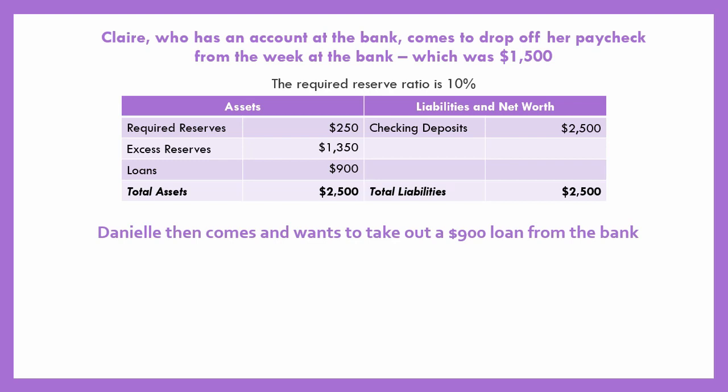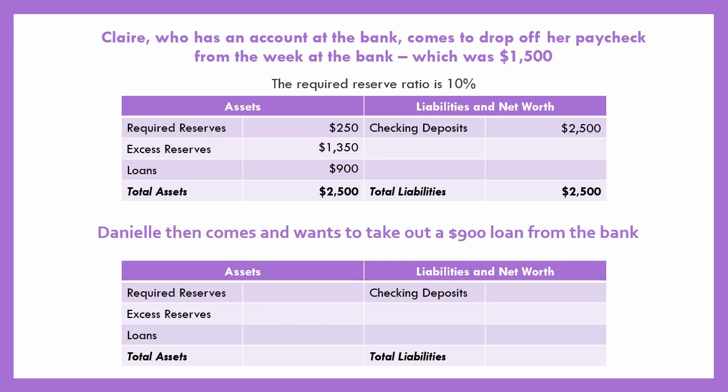Let's say Danielle then comes along, and Danielle wants to take out a loan for $900. She has to fix her air conditioner or something like that, right? So she takes out a loan for $900. Well, what happens? Again, checking deposits still stays $2,500. Required reserves is still going to be $250. But now what we see is we have to take some of that money out of our excess reserves and shift it to our loans. So now we've actually extended 2 separate $900 loans, one to Ben, one to Danielle, and we've loaned out a total of $1,800 then, which leaves $450 in excess reserves.